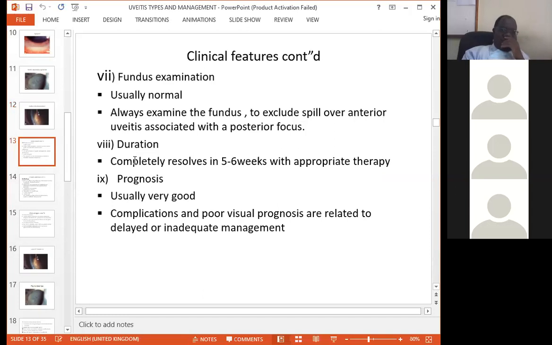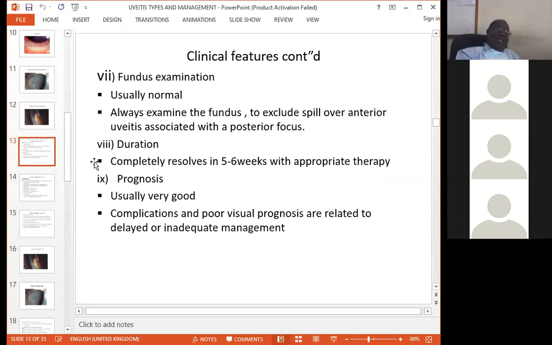Clinical features: fundus examination is usually normal if it's anterior uveitis. If you do the fundus examination, it's usually normal because the inflammation is anterior, not in the posterior area. You always examine the fundus to exclude spillover anterior uveitis associated with a posterior focus.